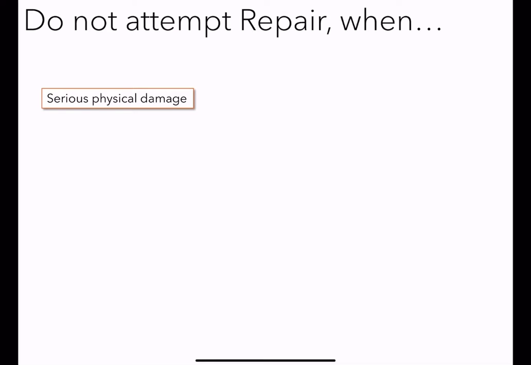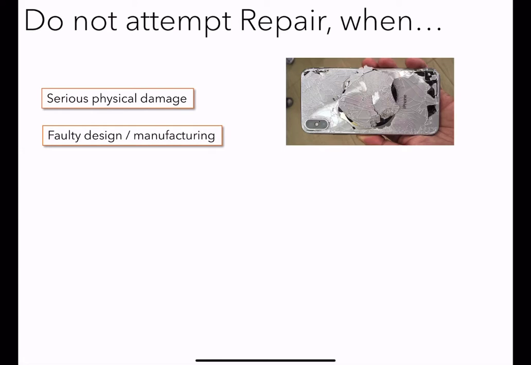But there are some situations when we should decide not to go for repairing. We should just go for replacement. These include serious physical damage to the equipment, for example, it has been broken and cannot be fixed, like the glass on the phone. It cannot be repaired, it needs to be replaced. Okay, so this type of damage cannot be repaired.